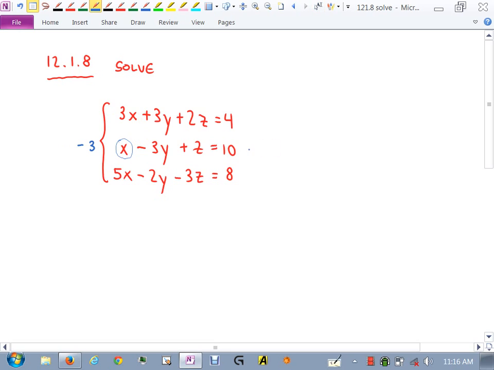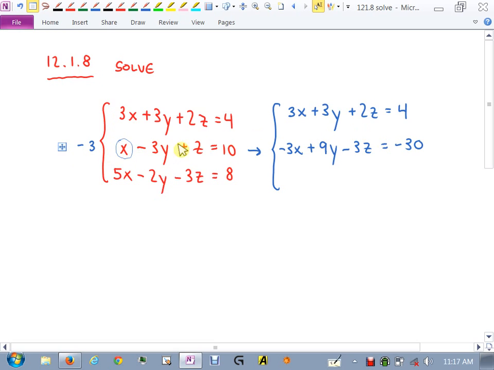Okay, so I'm going to first transform this system. Get used to rewriting the system over and over and over, because that's what you're going to have to do. So -3x, positive 9y, minus 3z equals -30. So just make sure that that -3 passes through everything, right? And then the last equation, just leave it alone. I'm not touching that.